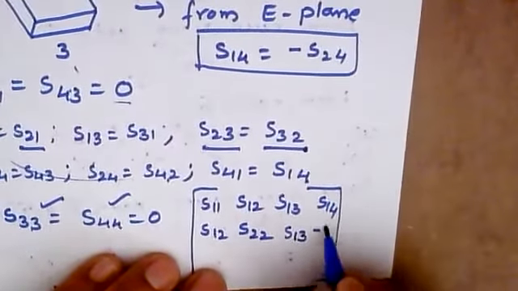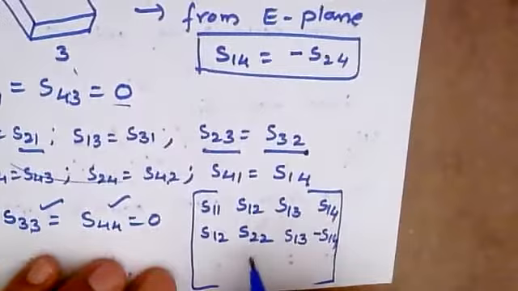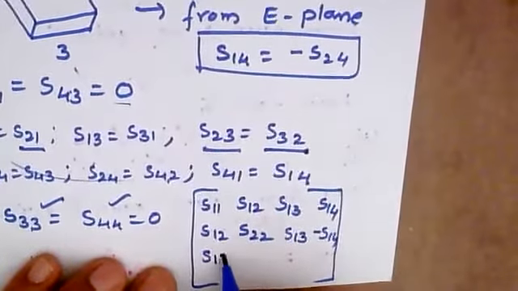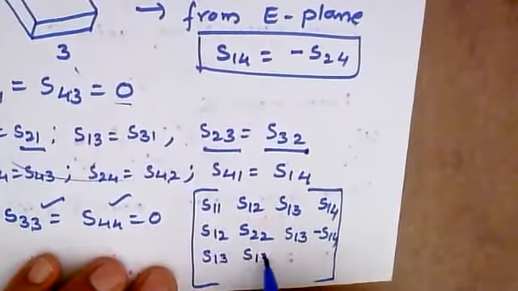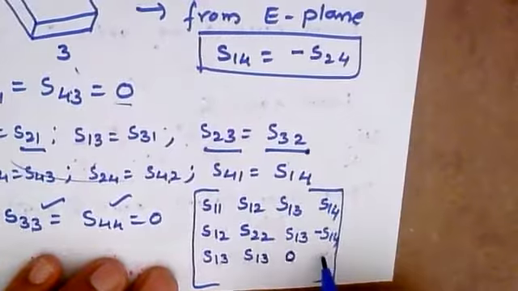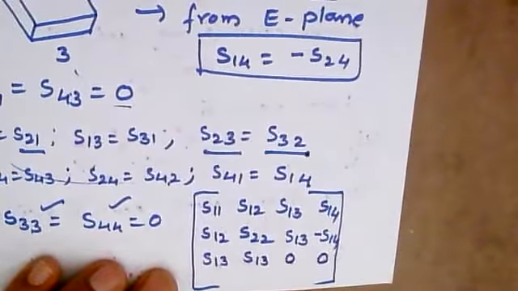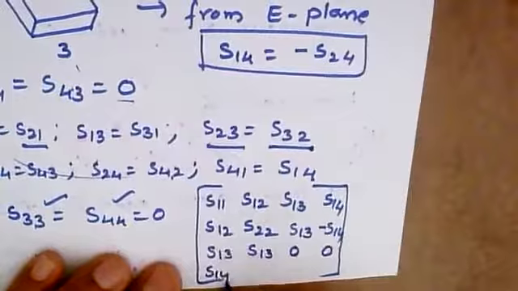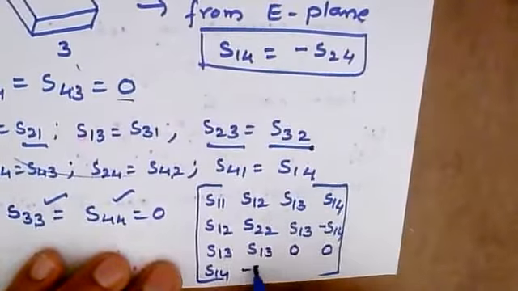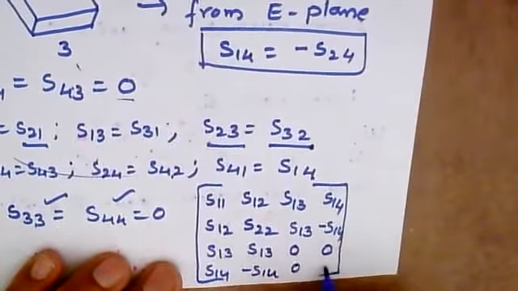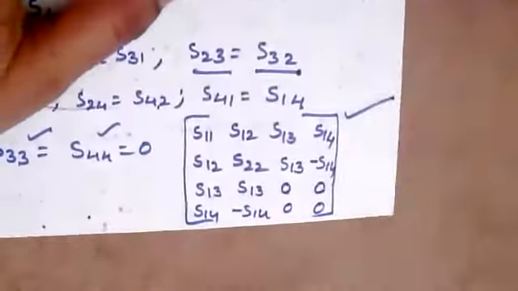Similarly here, minus S14 we get, and this will be equal to S13. Here also we get an S13 and this is perfectly matched here. So it is being taken out and here we get S14 and minus S14 and 0 and 0. So this is how the S matrix we get.